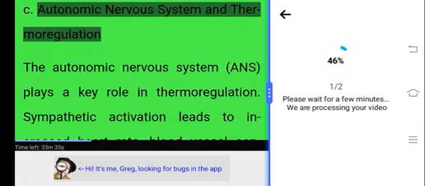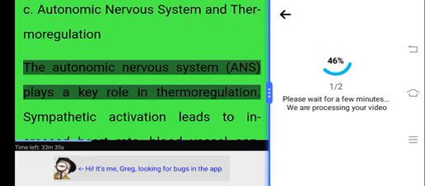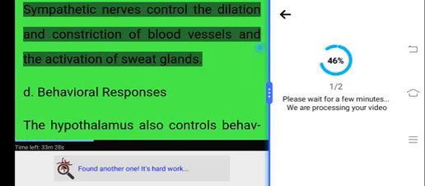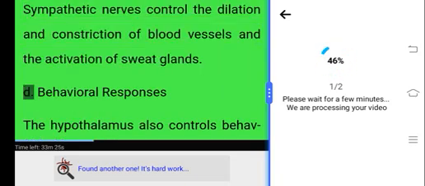C. Autonomic nervous system and thermoregulation. The autonomic nervous system (ANS) plays a key role in thermoregulation. Sympathetic activation leads to increased heart rate, blood vessel constriction, and sweating, all of which contribute to temperature regulation. Sympathetic nerves control the dilation and constriction of blood vessels and the activation of sweat glands.